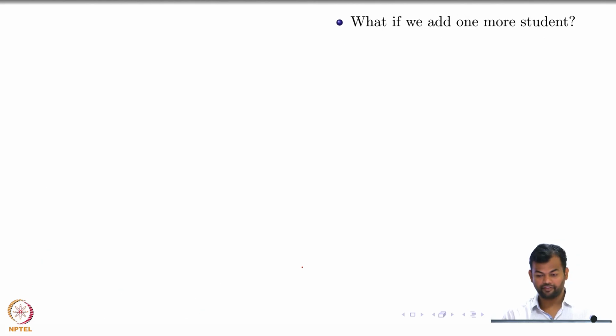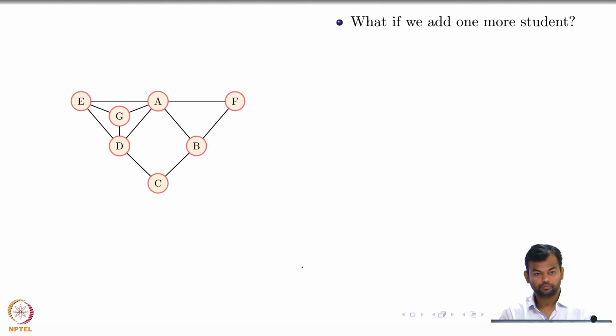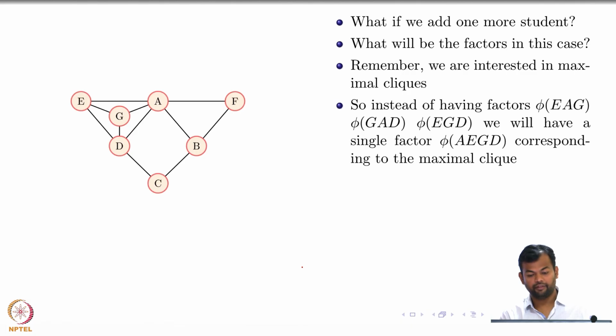Okay, now what if I add one more student? What would the factors be now? One factor for ADG, everyone said, another factor for ABF, another factor for BC, one more factor for CD. So everyone gets this? So we now have maximal cliques again.